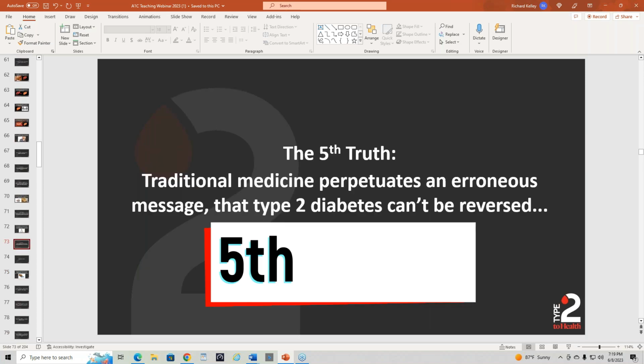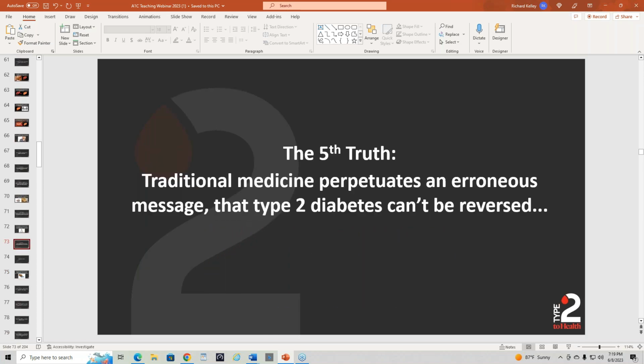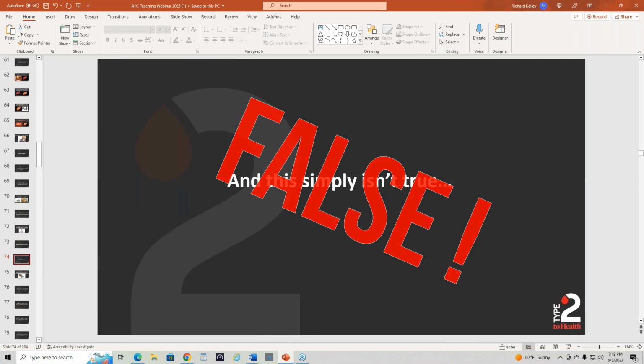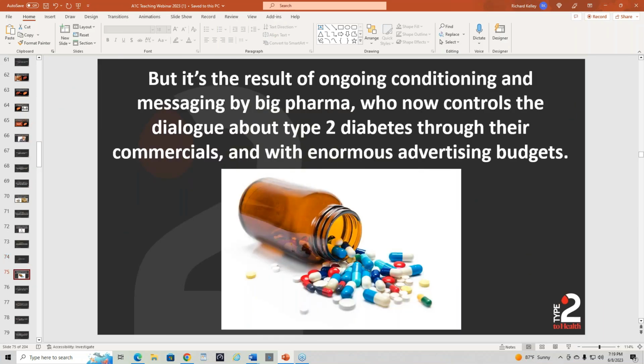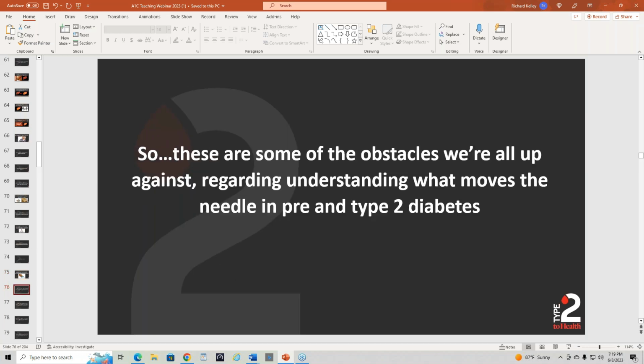And so the fifth truth is this: traditional medicine perpetuates an erroneous message that type 2 diabetes can't be reversed. And this is simply not true. It's false. But it's the result of ongoing conditioning and messaging from Big Pharma, who now controls the dialogue about type 2 diabetes through their commercials and with enormous advertising budgets. So these are some of the obstacles that we're all up against regarding understanding what moves the needle in pre and type 2 diabetes.